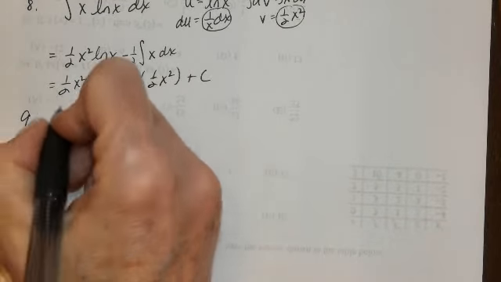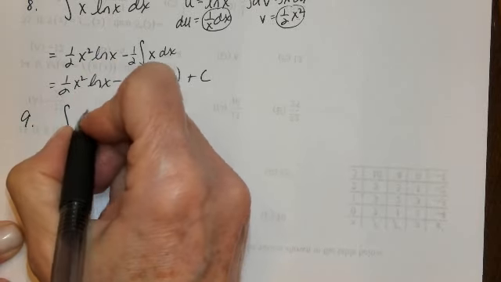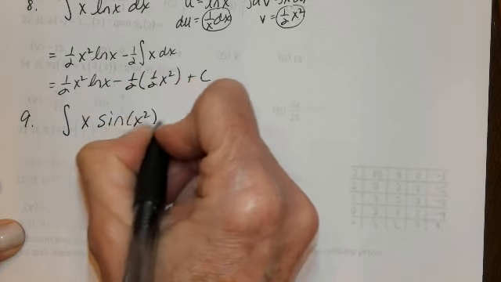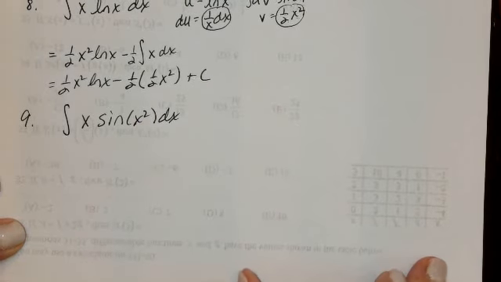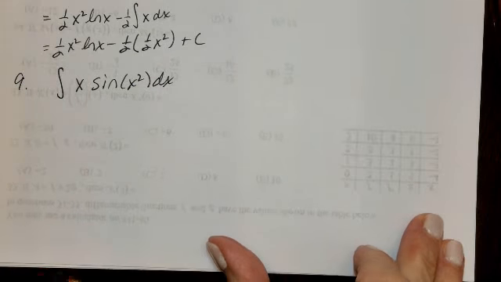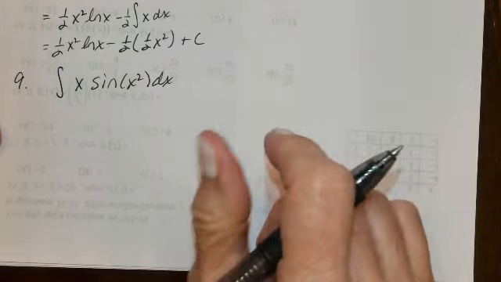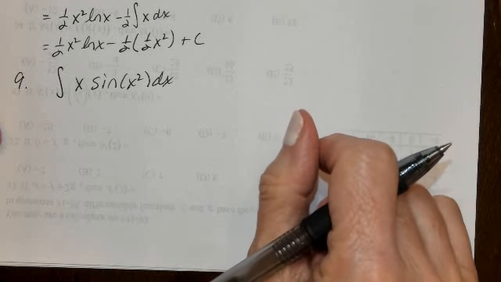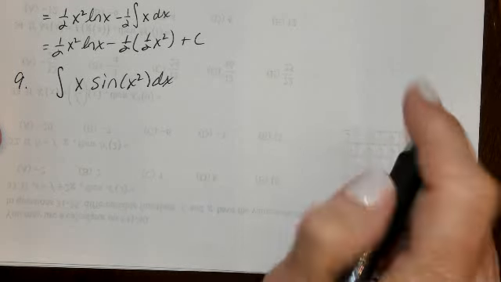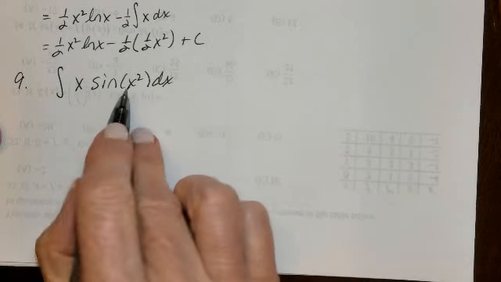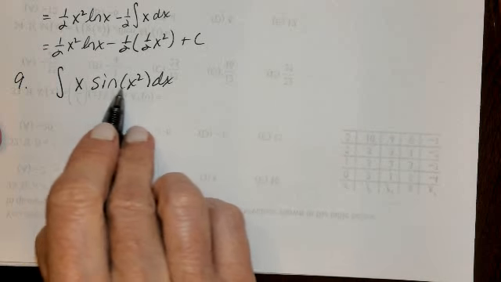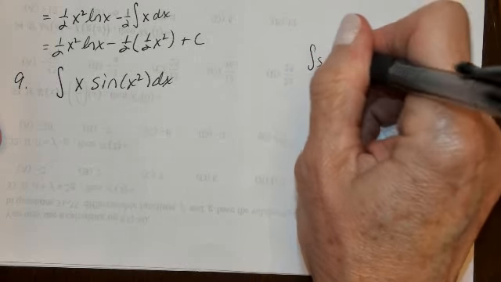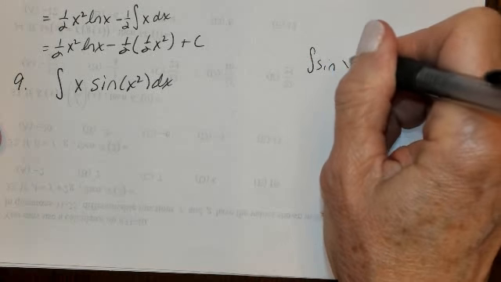Okay, number 9. What if we have this? Integral of x sine of x squared dx. What process do we use here? Don't get tricked into using by parts here, because you cannot use by parts here. This is not a by parts problem, because you would be needing to take the integral of sine of x squared. And what is the integral of sine? Let me come over here. What is the integral of sine of x squared?